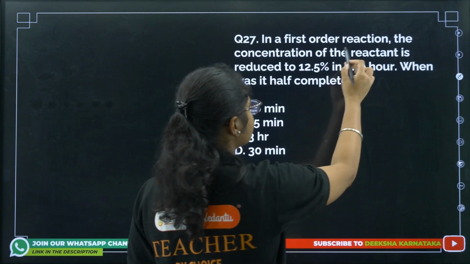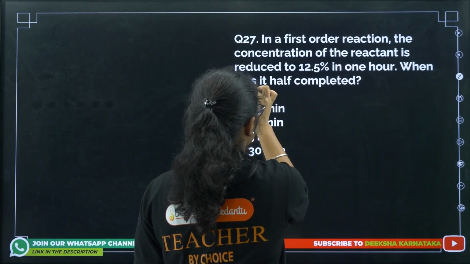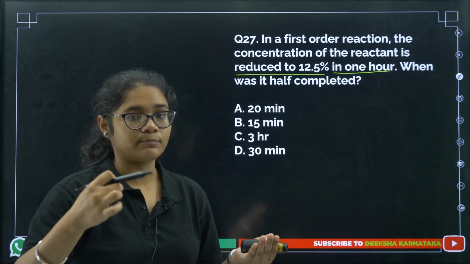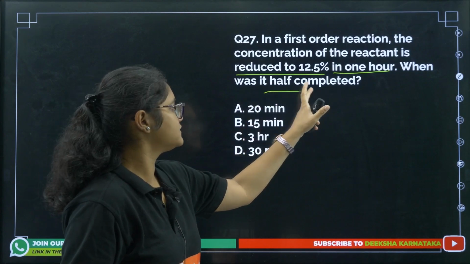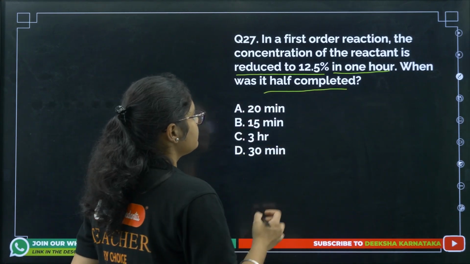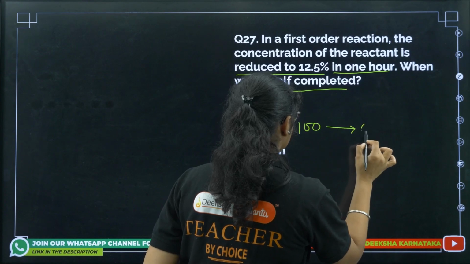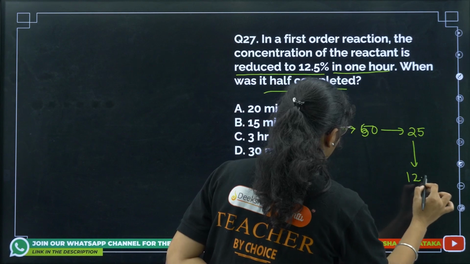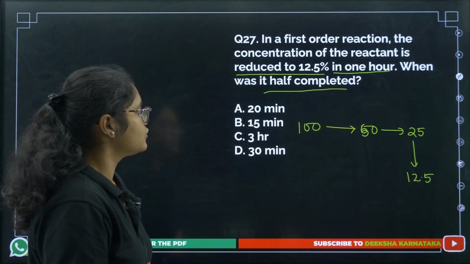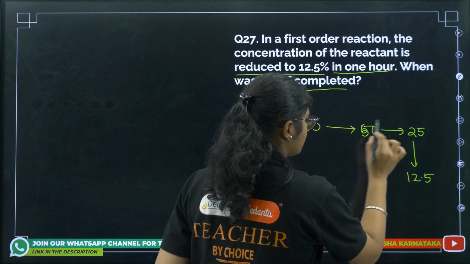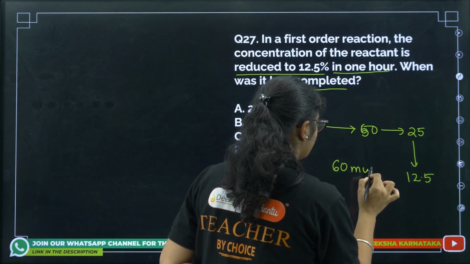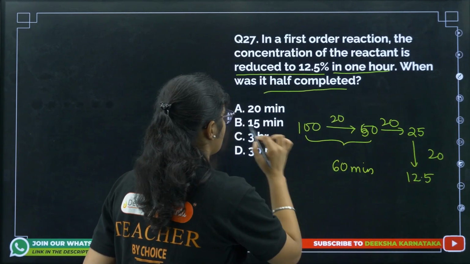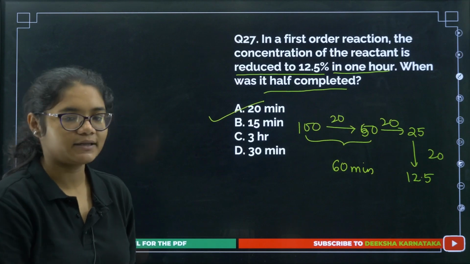Next, in a first order reaction, the concentration of the reactant is reduced to 12.5% in 1 hour. When was it half completed? Now if you see, we have 100%, then 50%, then 25%, and then 12.5%. This whole thing is done in 1 hour, in 60 minutes. That means this one will be 20, this one will be 20, and this one will be 20. So what is the half-life here? Half-life will be 20 minutes. That is option number A.